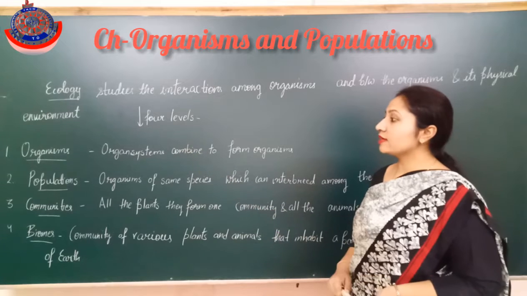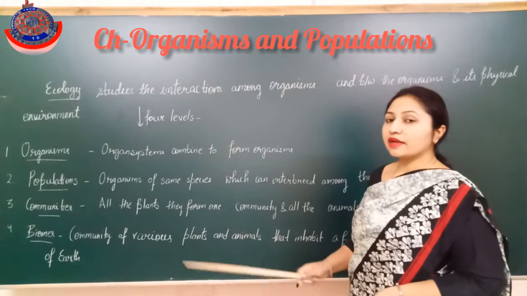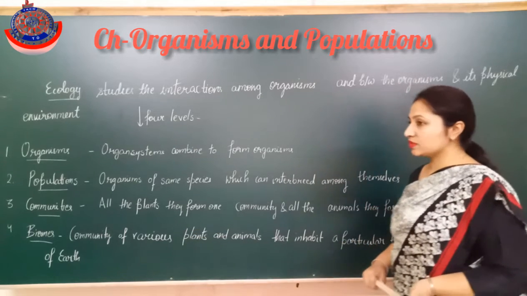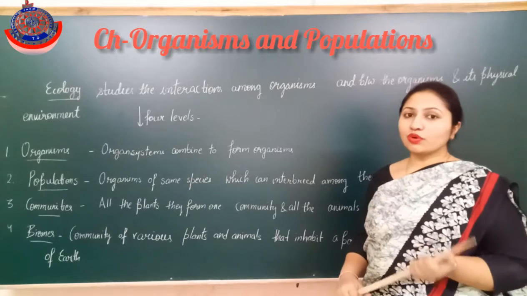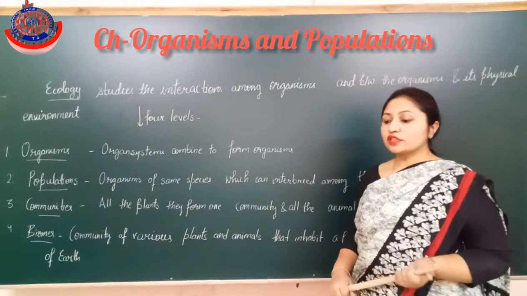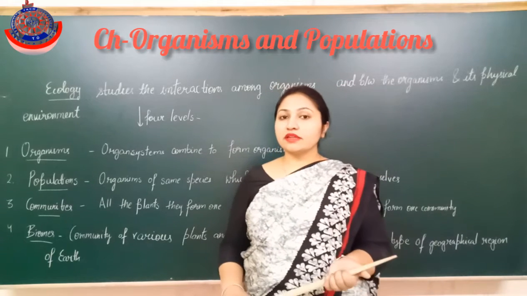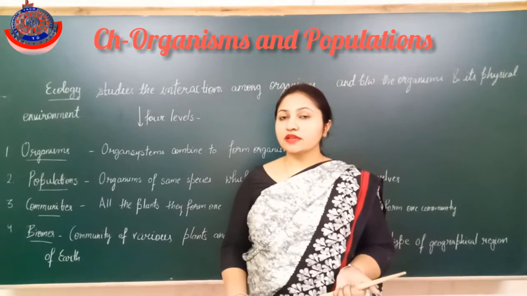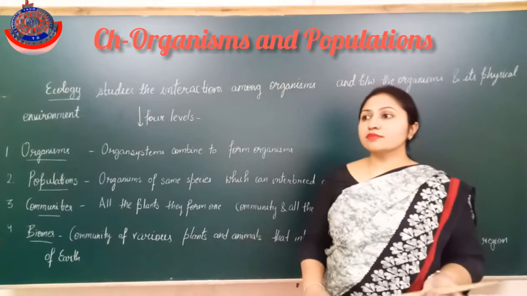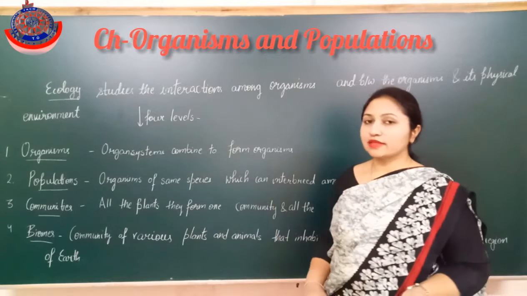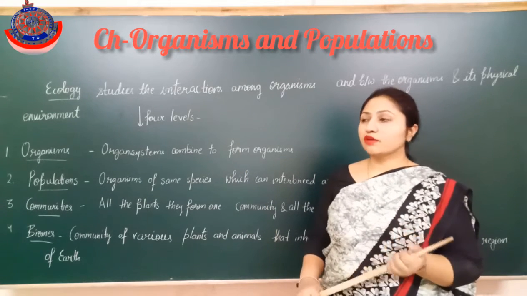Now ecology has further 4 levels. First, organisms; second, population; third, communities; and fourth, biomes. Now what are organisms? How are organisms formed? First of all, the cells combine to form the tissues. Then tissues combine to form the organs. Then organs combine to form the organ system. And then organ systems combine to form the organism.